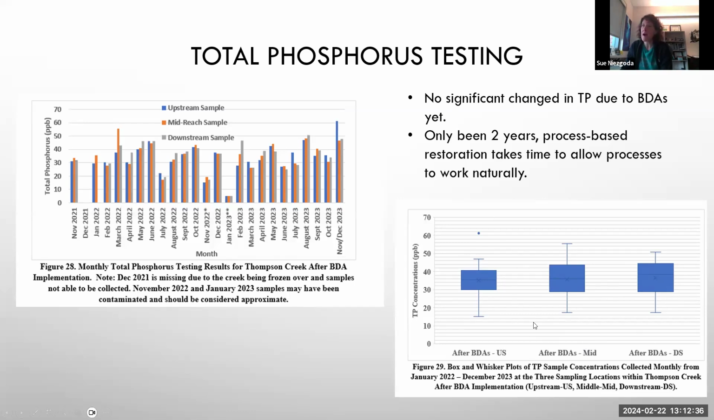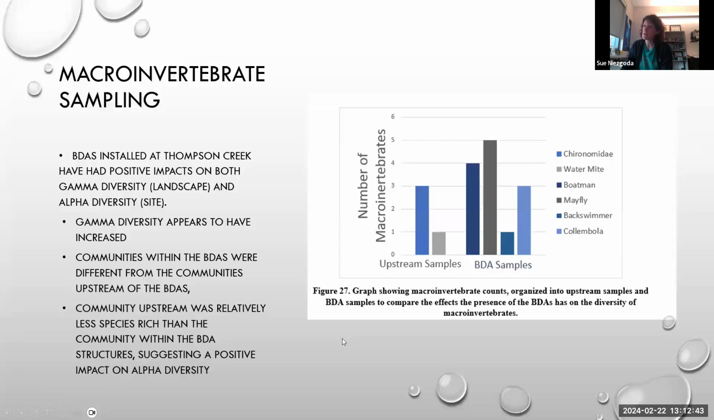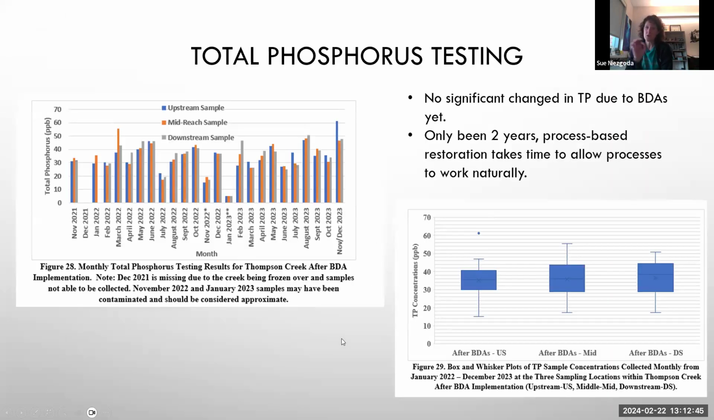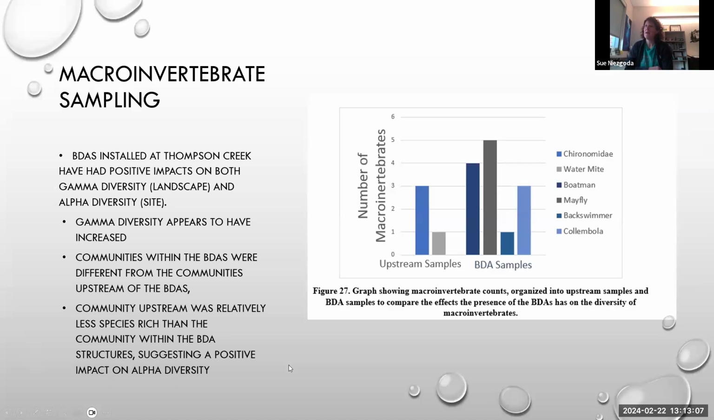So in the end, right now, it's only been 2 years, and the channel is still adjusting to the beaver dam analogs that are in there. They aren't quite creating the ponding that we originally intended, and we're trying to work with that. We're also thinking about maybe adding some additional beaver dam analogs and trying to seal them more properly than we did, because we didn't get a chance to do that in the first round. Once again, it's only been 2 years. Process-based restoration takes time, and you have to be patient and watch what's happening.